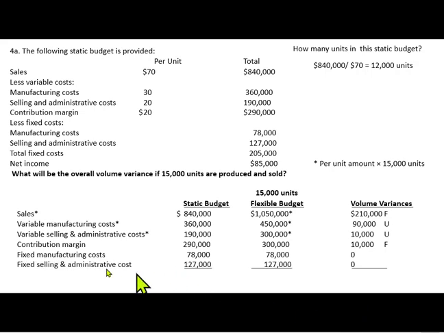And then the same thing for the fixed selling and administrative expenses. Same thing here, and no variance there. So the net income difference, or the total volume variance, is going to be: the static budget was 85, the flexible budget is 95, which means we have $10,000 more income, and that's a favorable situation.